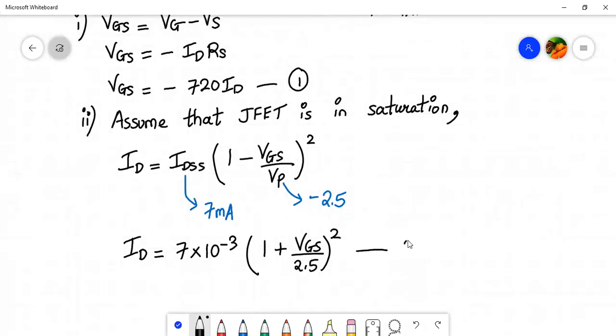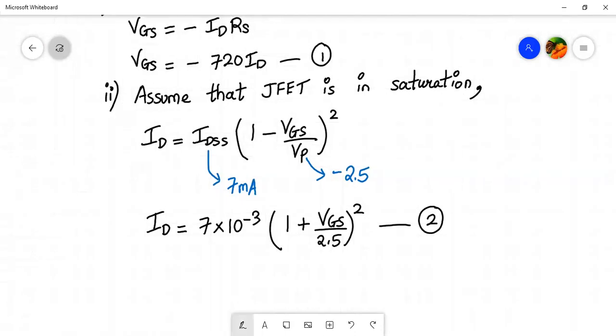We call this equation number 2. Now compare equation number 1 and 2. There are two unknowns, VGS and ID, and there are two equations, so we can solve them simultaneously. We normally substitute the value of ID obtained in equation number 2 in equation number 1. That's the third point.